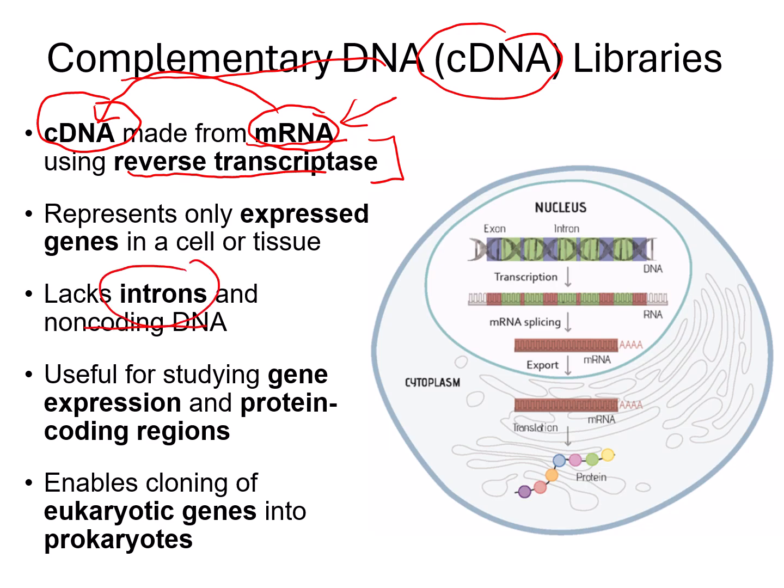There's no non-coding DNA. Now if we insert the cDNA into a bacterial cell, they can express these genes, and those resulting proteins will be functional. They won't have those introns. So this is very useful for studying gene expression, looking at protein coding regions, and it allows us to clone eukaryotic genes in prokaryotes that are unable to splice out those introns.